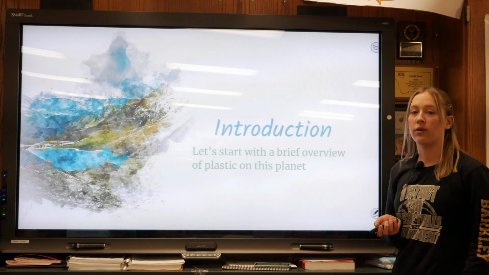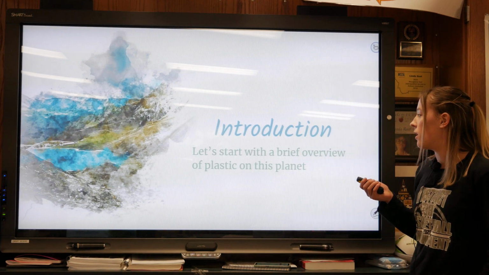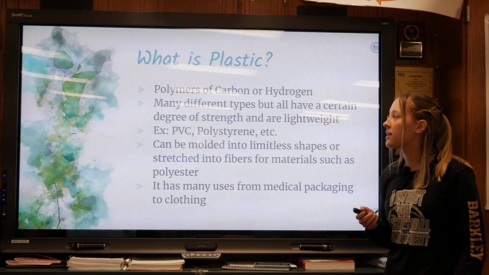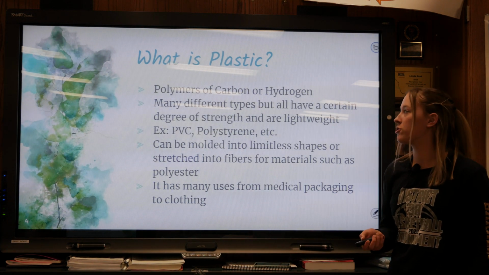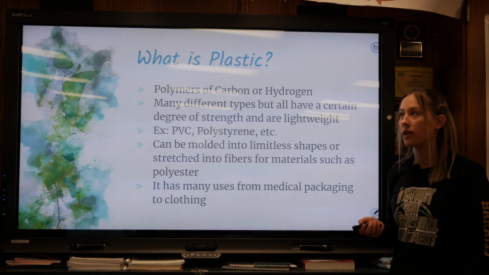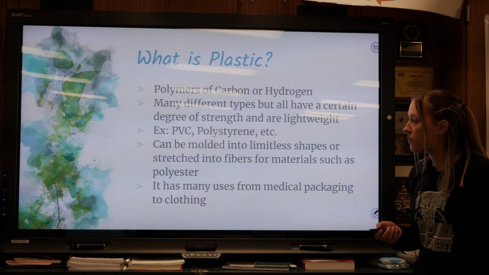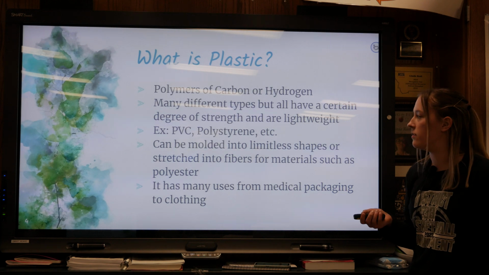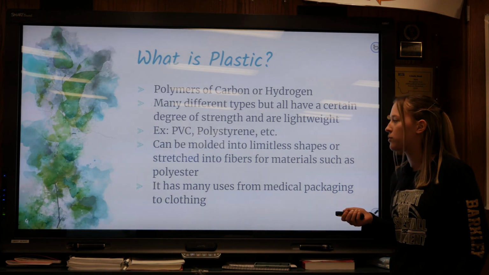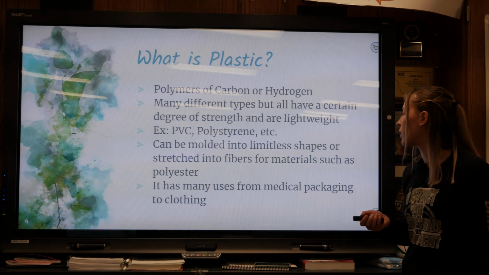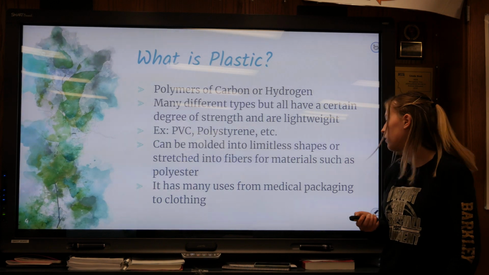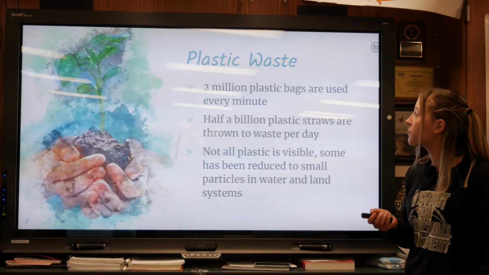So let's start with a brief overview of plastic and its effect on this planet. What is plastic? Plastic is polymers of carbon or hydrogen. There are many different types, but all have a certain degree of strength and are all lightweight. Some examples are PVC, polystyrene, etc. It can be molded into limitless shapes or stretched into fibers for other materials such as polyester. It has many uses from medical packaging to clothing.